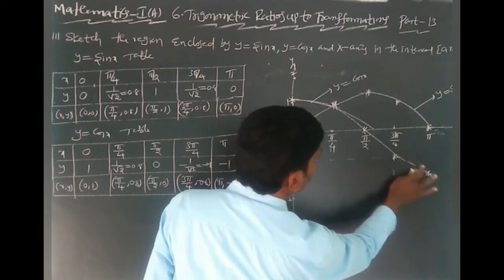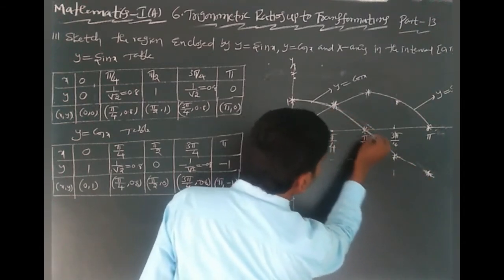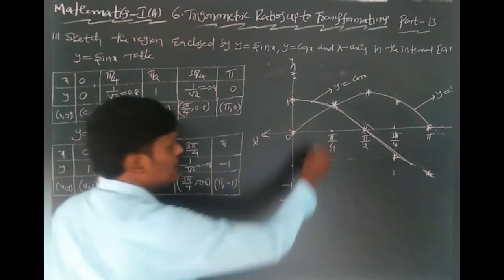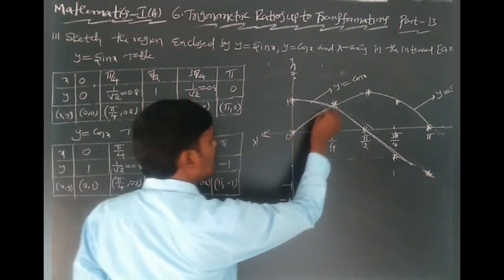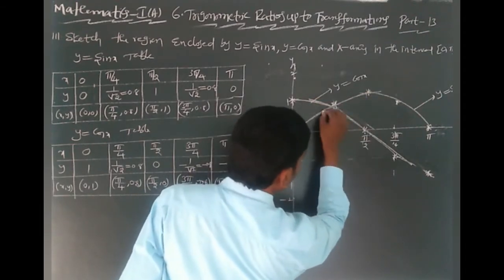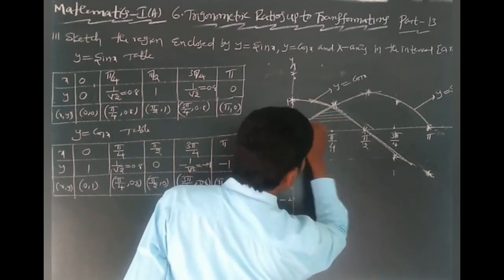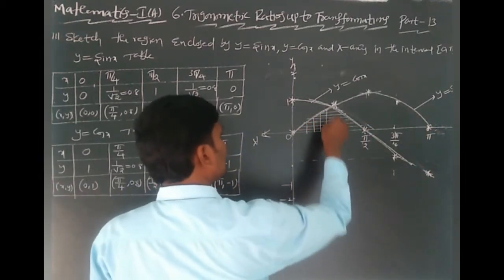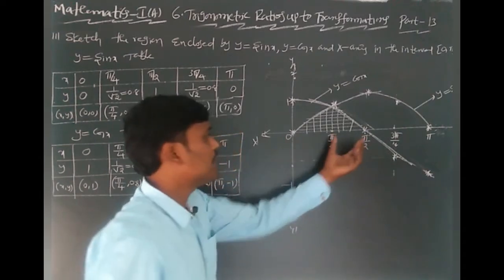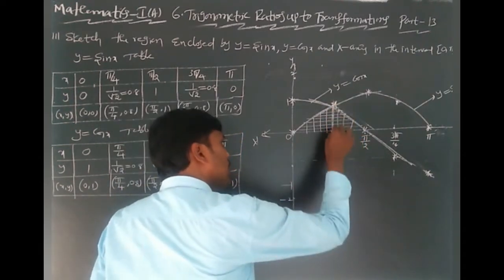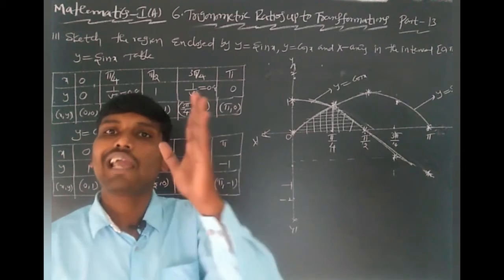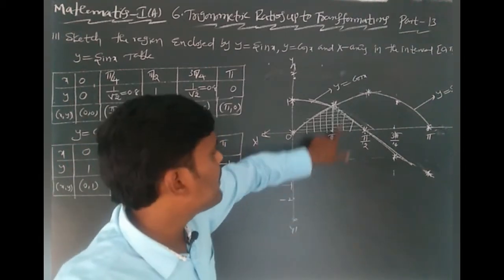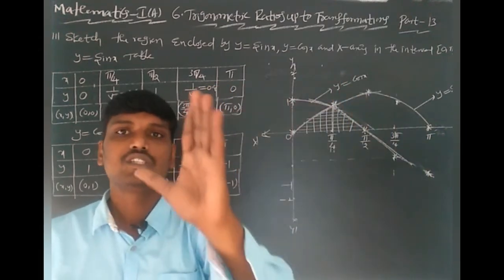In this graph, you can sketch the region enclosed. Here, this is the sin x graph. This one is the cos x graph. This is the region bounded by the two graphs. What is the region bounded? This is the region bounded. This region is bounded from 0 to pi by 2. These two graphs intersect, or these two graphs are divided, at pi by 4. This pi by 4 divides the region between these two graphs.